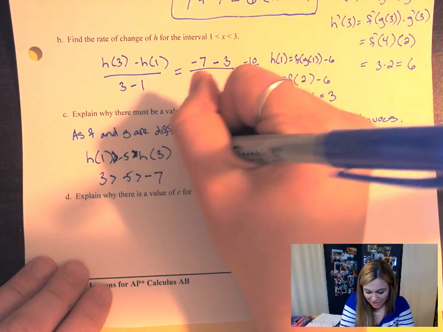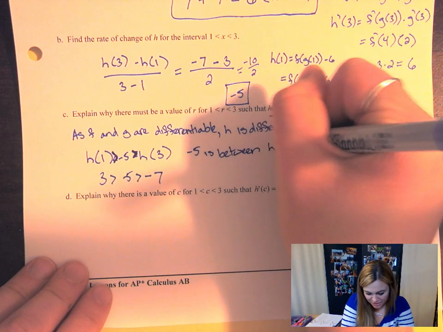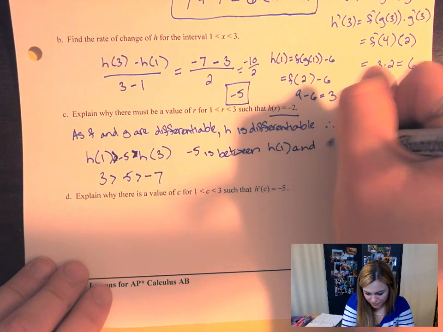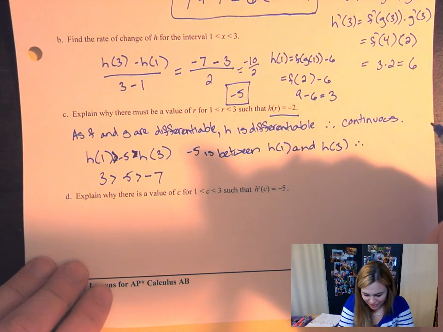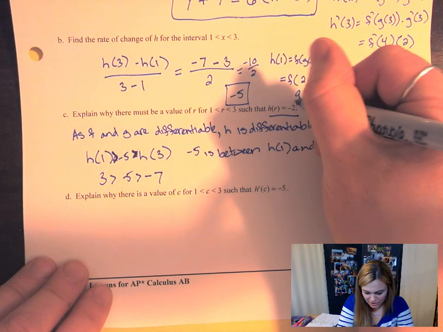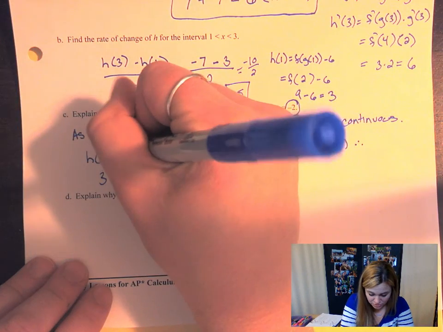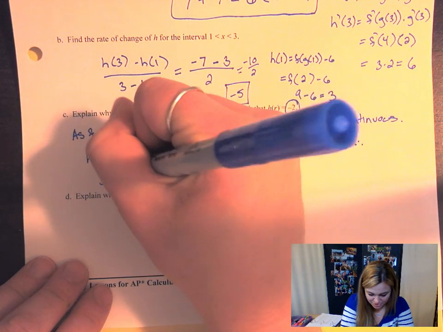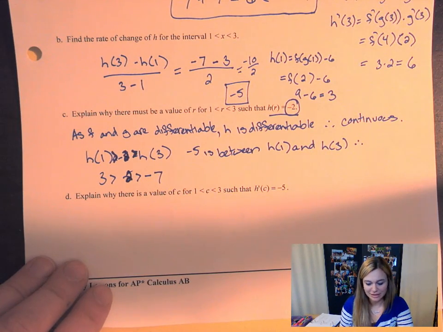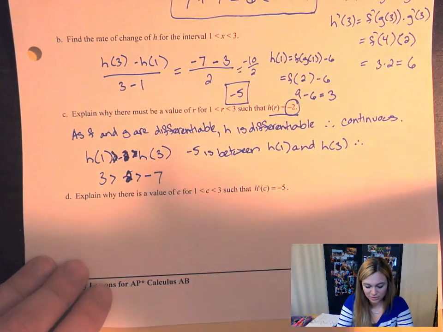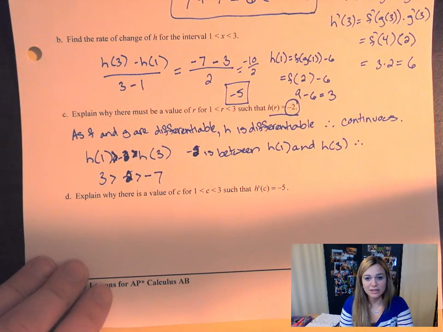So I can say negative 5 is between h of 1 and h of 3. Why did I write negative 5? This is a negative 2. I can read numbers. I think I wrote negative 5 because it was up here. Negative 2. Did anyone else catch that yet? There we go. But it's still going to be the case. Negative 7 is less than negative 2, which is less than 3. So negative 2 is between h of 1 and h of 3.